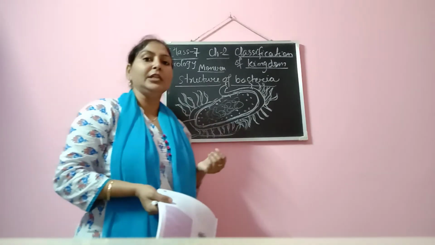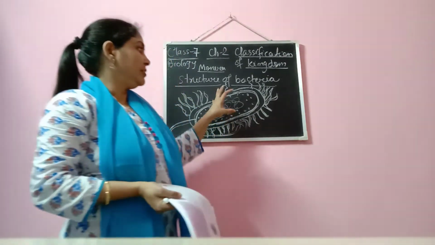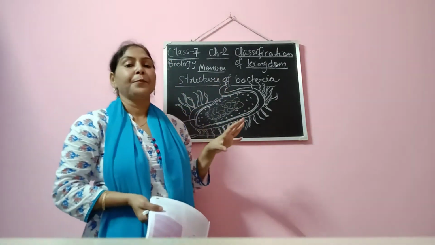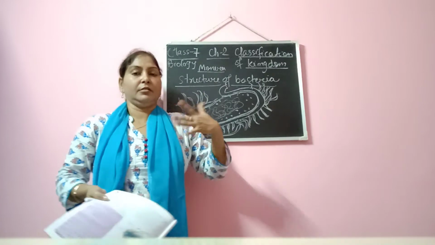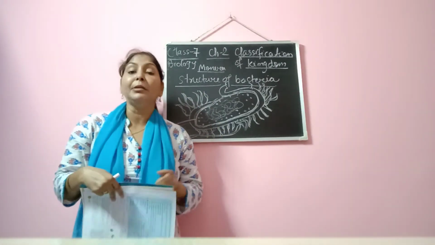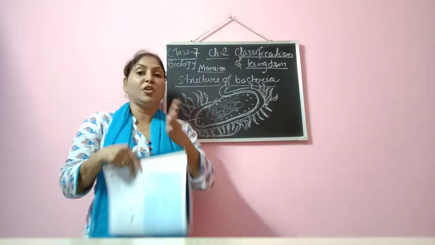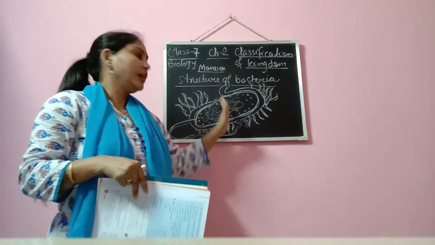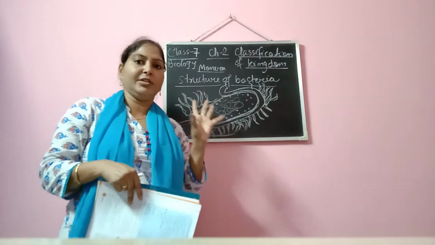Now, what is binary fission? Generally, what happens is that after these bacteria have grown up, after having food and all, when they have developed, then they divide. They have a tendency of dividing from the nucleus. The nucleus is not bounded by a membrane.